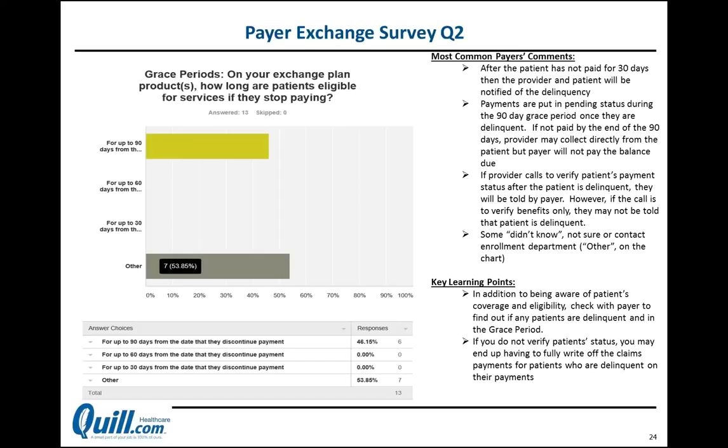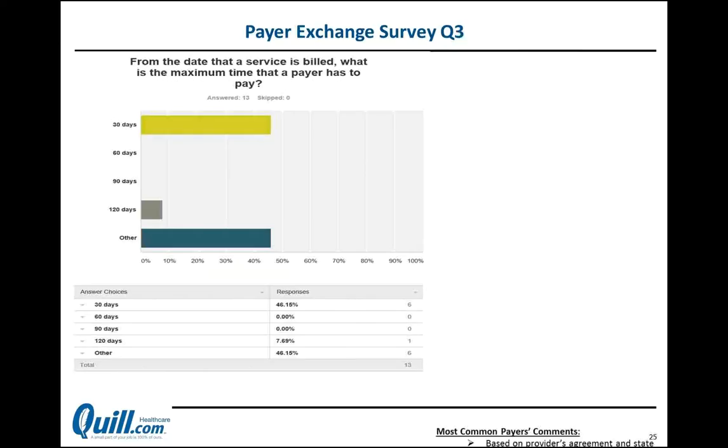So I think the takeaway here is, by and large, the answer to the question validated what we've discussed relative to grace periods. In the first 30 days, you still have the ability to go back and get the payment from the payer. In the next 60 days, it's on the patient, and there is that retrospective notion that once the patient's out of the plan, it goes back to the date that they were delinquent.